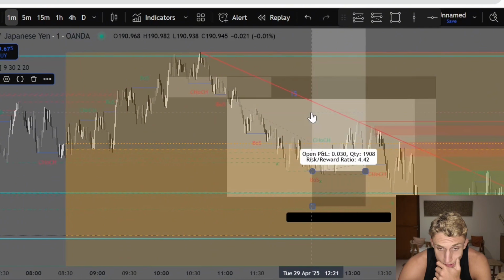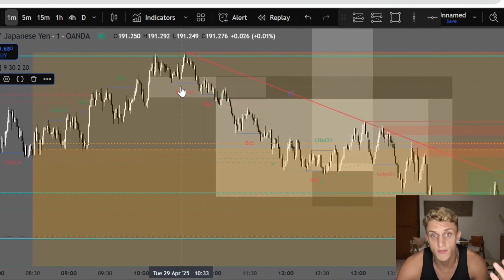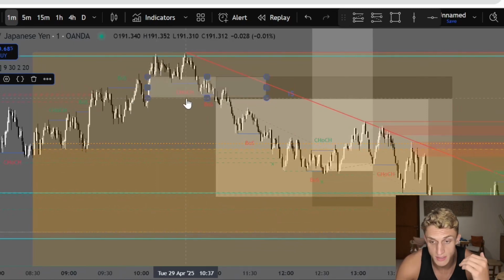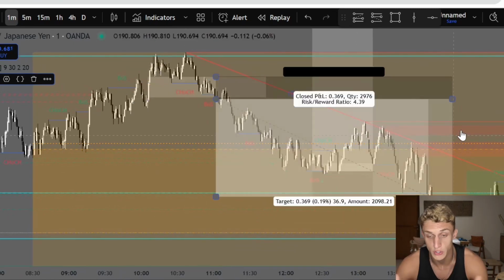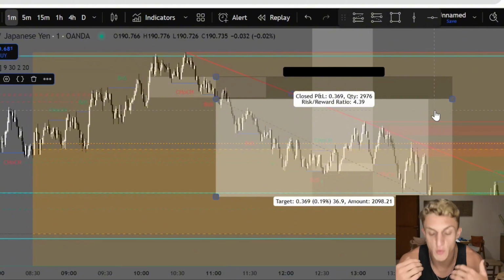The change of character, inverted them, these fair value gaps, sweep of the 5-minute high before the session opens. I can't explain how simple this is, and I can't explain how much this works. I tell everyone in the group how much it works, I tell them that if you do this consistently, you are going to be successful in trading, and I know for a fact you are.